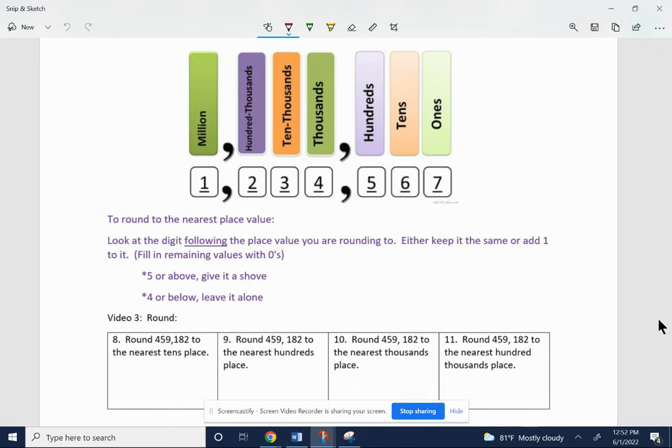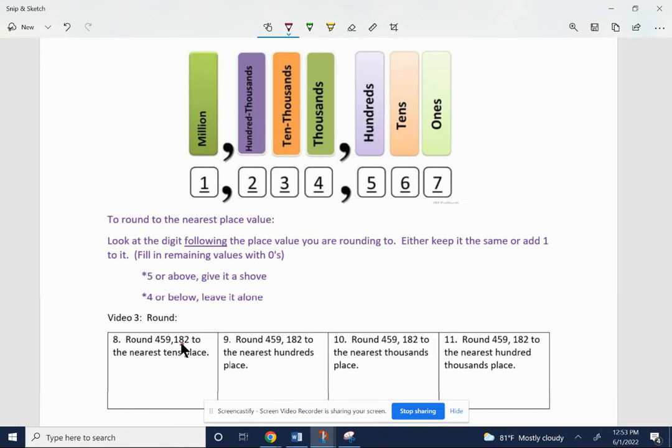Okay, let's look at some problems here. Round 459,182 to the nearest tens place. First thing I would do is look at my tens place. That's the second number from the right side. I want to round this to the nearest tens, so this is either going to be 459,180 or 459,190. The number at the very end just turns into a 0.